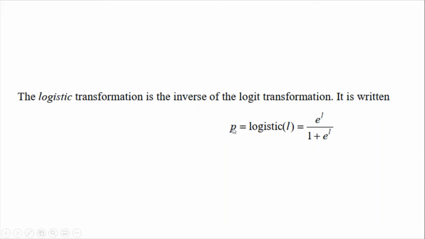So what is the probability? It's the logistic of this logit model, which is basically equal to the exponentiation of L divided by 1 plus exponentiation of L. We have already seen this. This L is equal to the linear model, beta 0 plus beta 1 x.